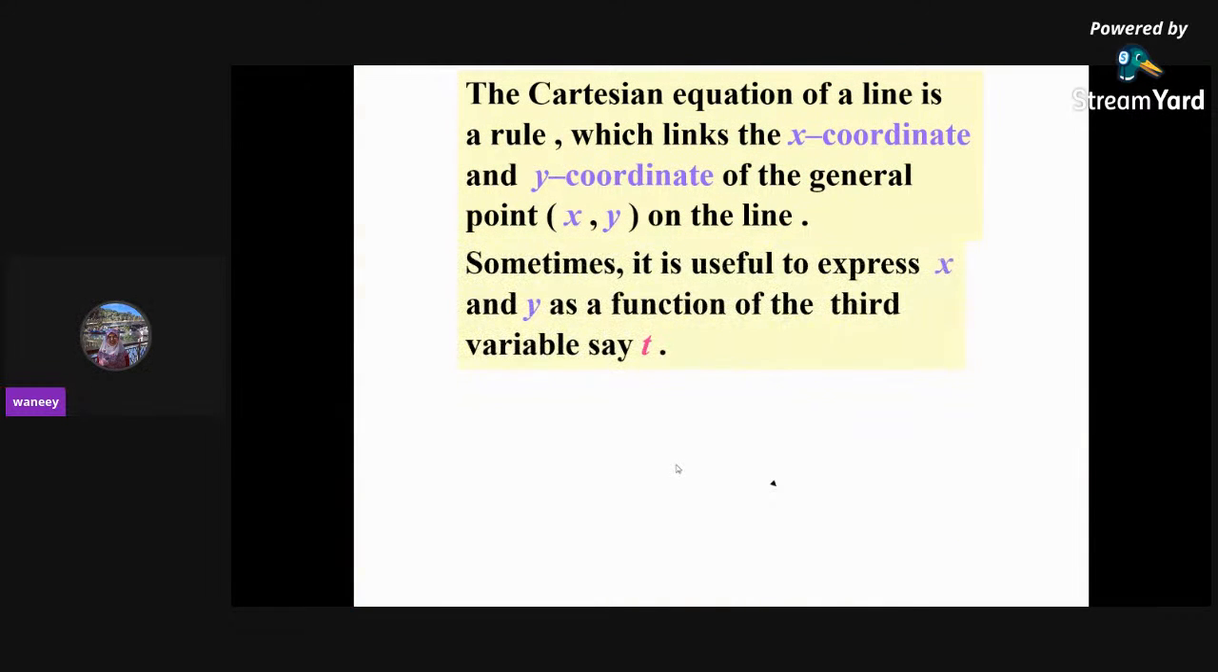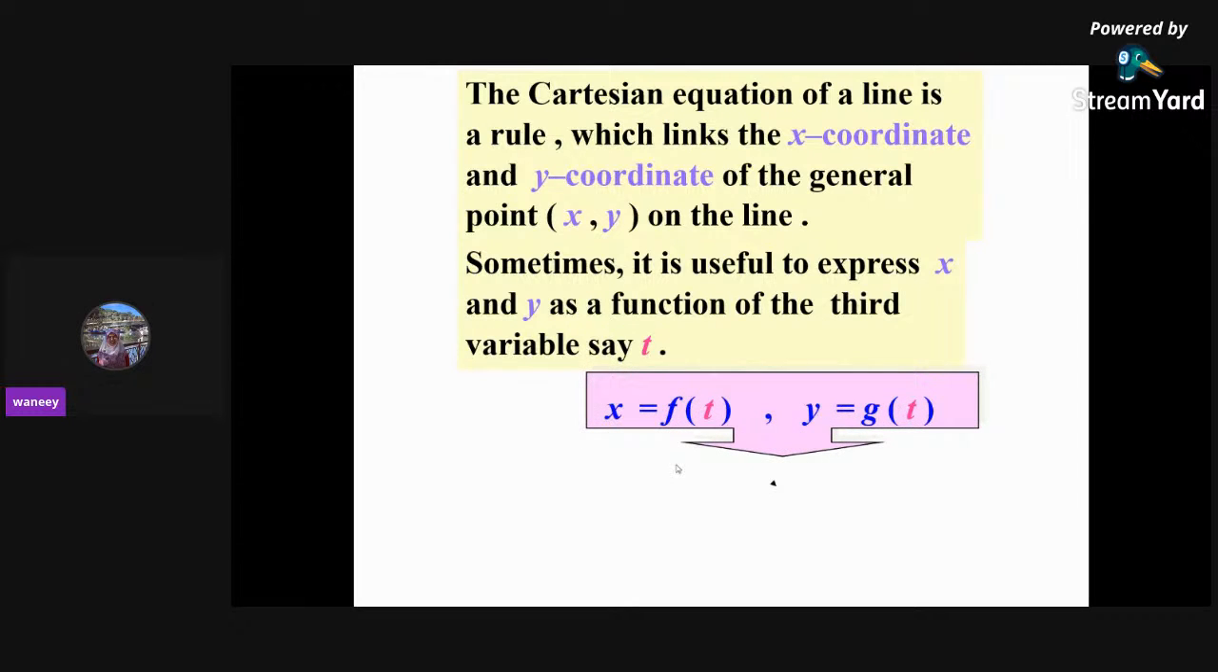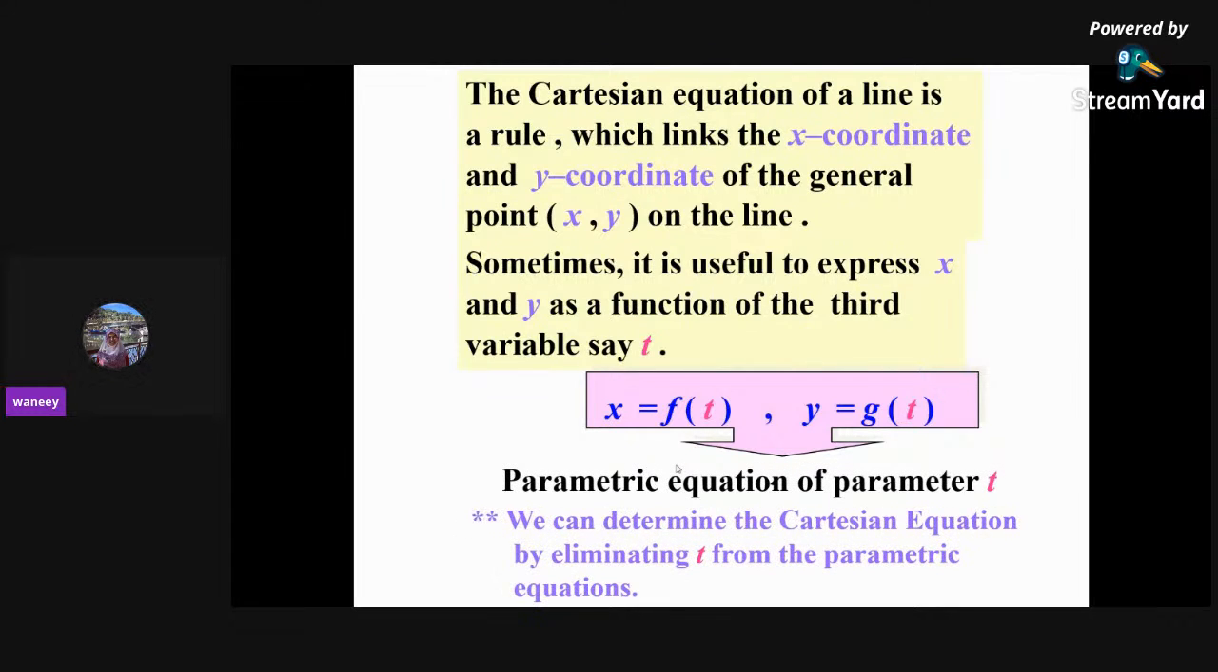Okay, so the Cartesian equation of a line is a rule which links the x coordinate and the y coordinate of the general point (x, y) on the line. So sometimes it is useful to express y and x as functions of a third variable, say t. So this is a parametric equation. So basically we're going to write down x in terms of t and y in terms of t. So let's say x equals 3t, y equals 2t, and suddenly we want to know what is the relationship between x and y. So we want to calculate what is dy over dx.